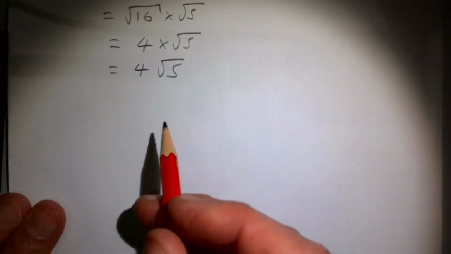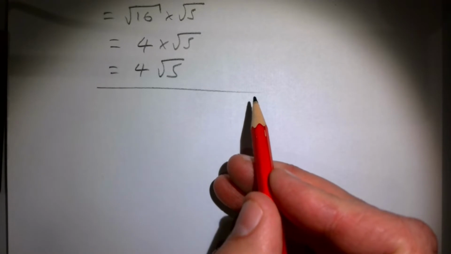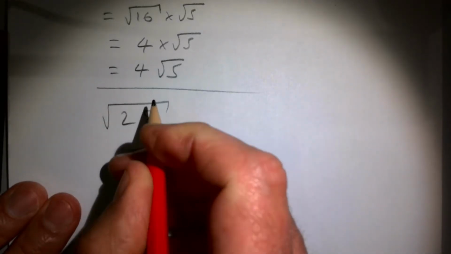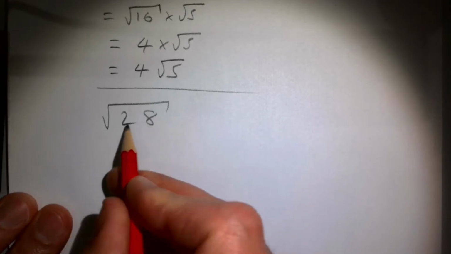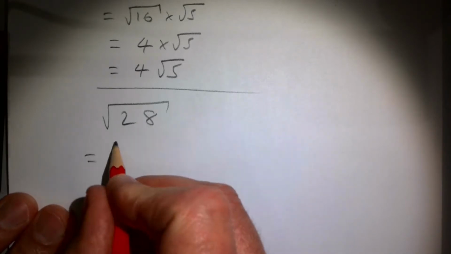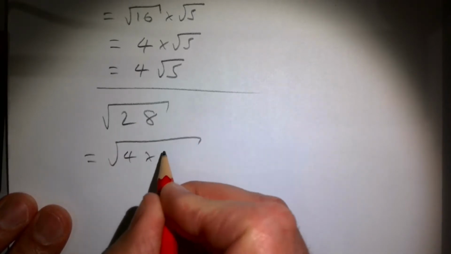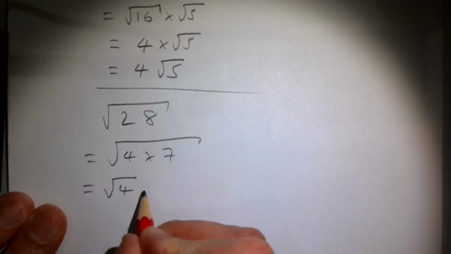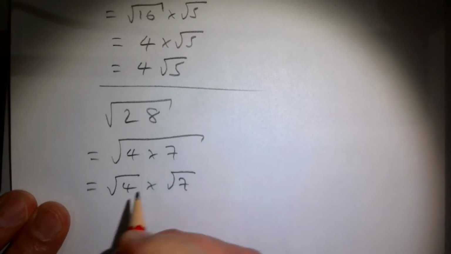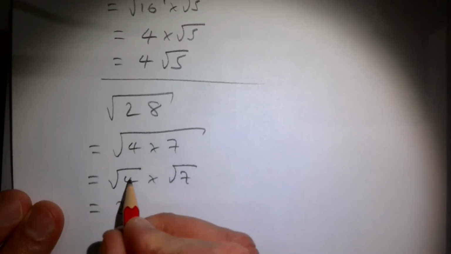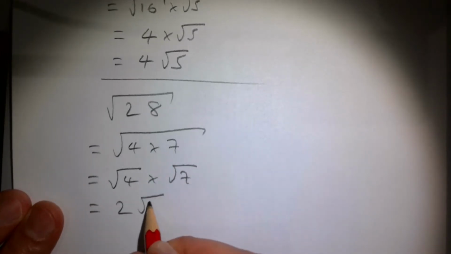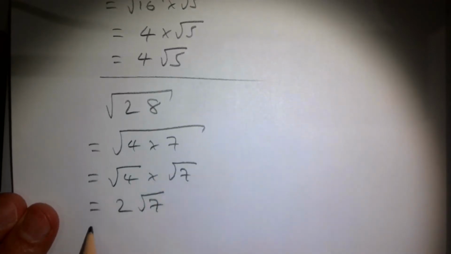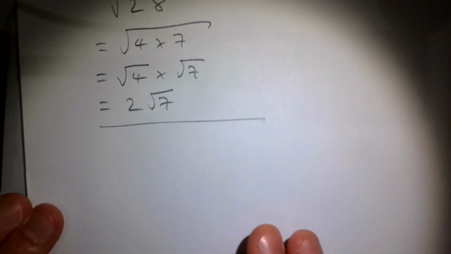Okay, let's take a wee look then at our second example. The second example is the square root of 28. There's not a whole lot we will do with this one. The biggest square number here that's a factor of this is going to be 4. So we're going to write 4 times 7. That's the square root of 4 times the square root of 7. And the answer to that is 2 times root 7. So 2 root 7 then is going to be our answer to that one.